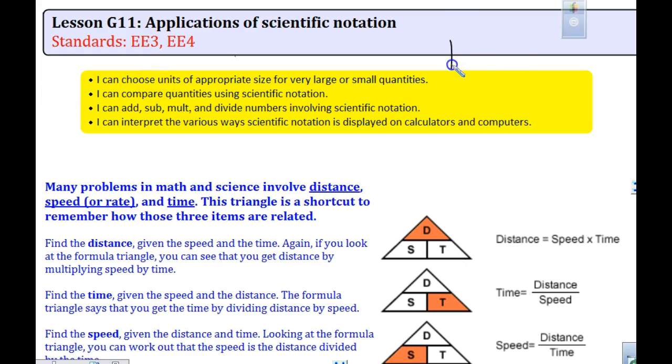As you are looking at this, we need to choose the appropriate units as we are looking at these. We're going to have story problems. We're going to be comparing scientific notation. We're going to be doing addition, subtraction, multiplication, and division. And then we need to interpret it.